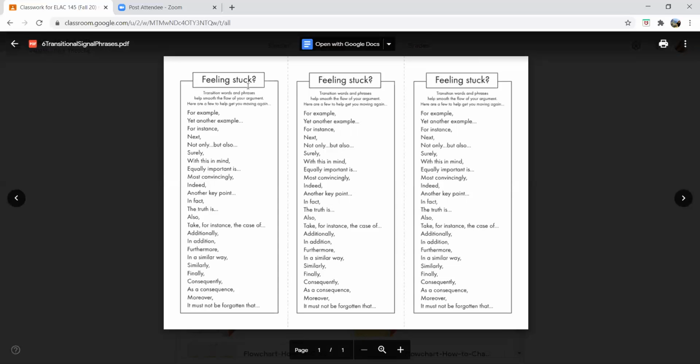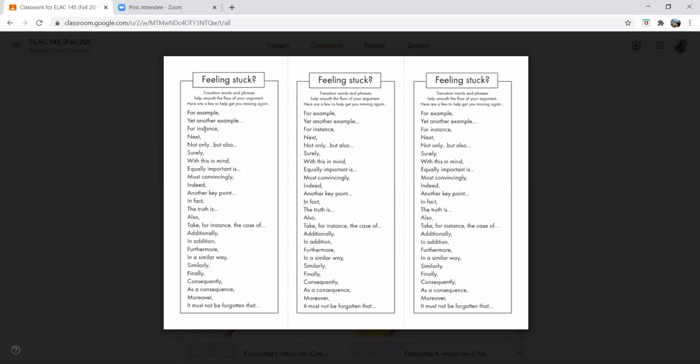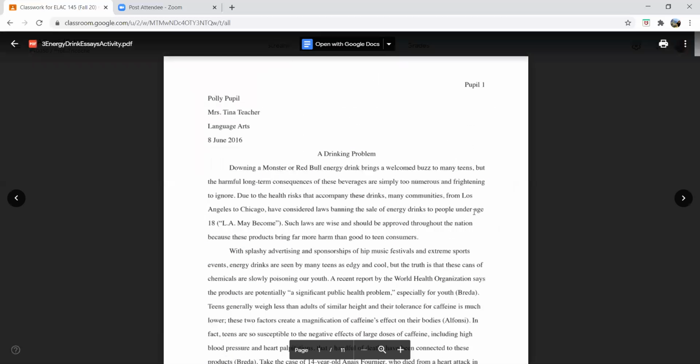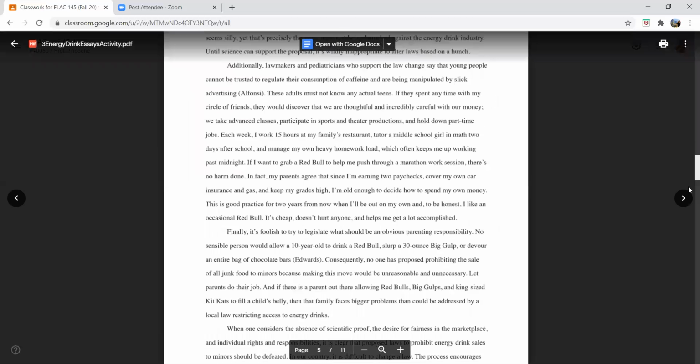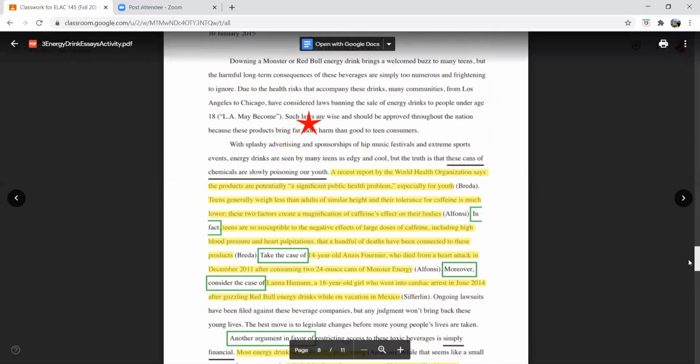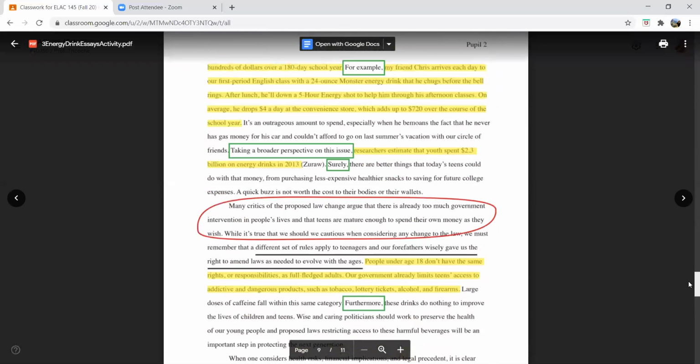All right, so some examples. For example, yet another example. For instance, let's see what else. Most convincingly, another key point. Additionally, as a consequence, okay. So you can go ahead and take a look over this list, and that is how these individuals knew when they did the Deconstruct the Essay assignment what they were looking for.